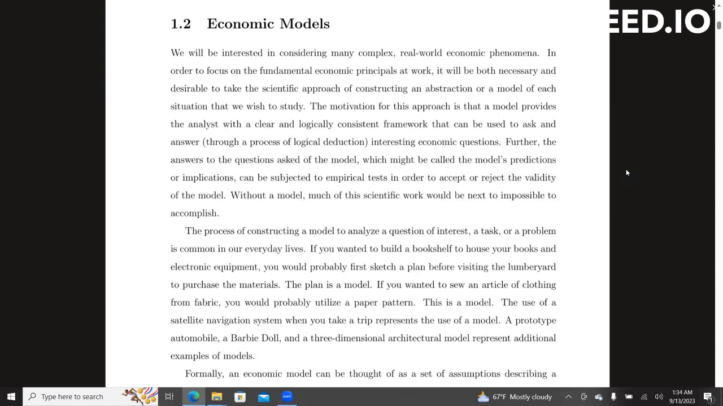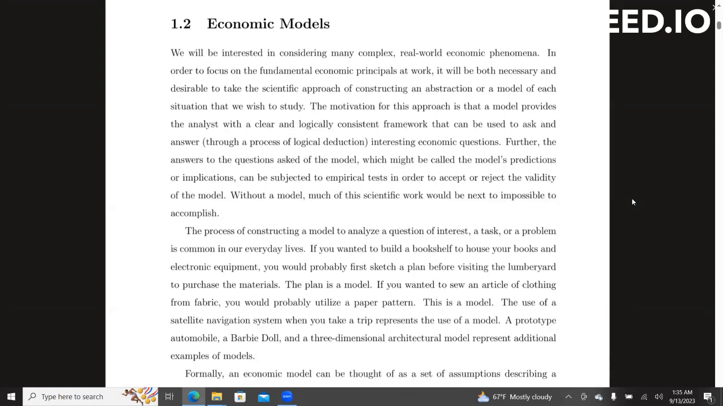Okay, so 1.2, economic models. We will be interested in considering many complex real-world economic phenomena. In order to focus on the fundamental economic principles at work, it will be both necessary and desirable to take the scientific approach of constructing an abstraction or a model of each situation that we wish to study.